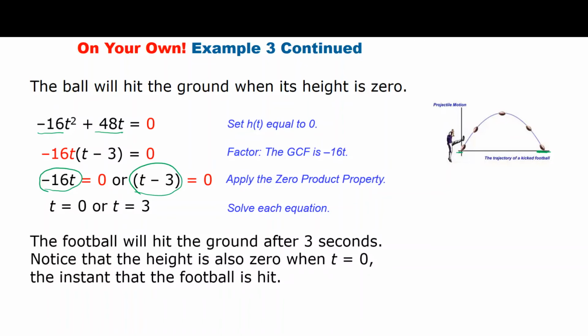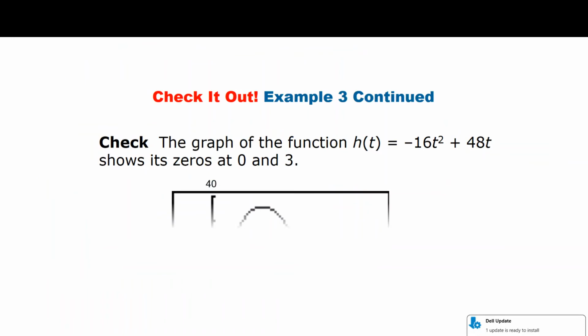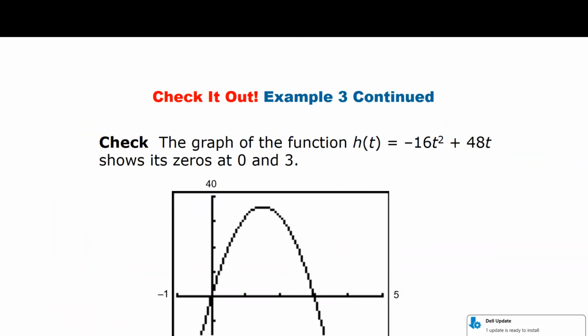So the height at both of those places, h, so this is our t on this side and h is over here, and we can see that the height is 0 when our t is the instant the football is hit and also the instant it hits the ground. And you can use your calculator to check and make sure that's correct, and if you put the equation in, you'll see that it graphs at 0 and 3.